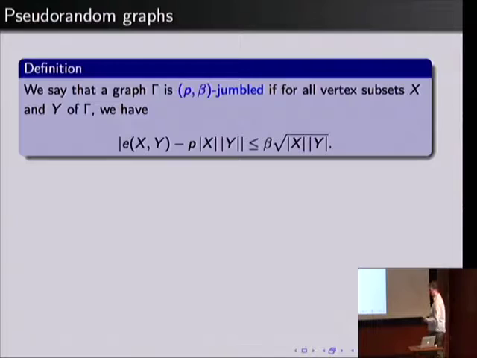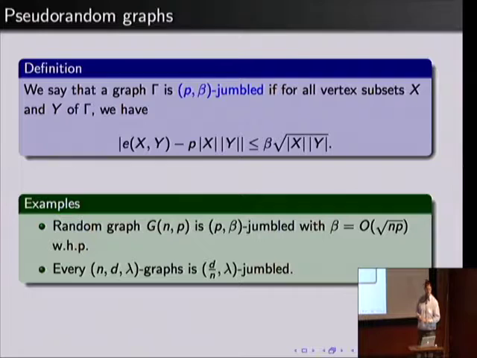So a graph Gamma is called (p, beta)-jumbled. This is a notion introduced by Thomason. It's a very basic notion of pseudo-randomness. It's very natural for spectral reasons. So a graph is (p, beta)-jumbled if for all vertex subsets X and Y, the number of edges between X and Y differs from p times |X| times |Y|, so it differs from having edge density p, by at most beta times the square root of the size of X times the size of Y.